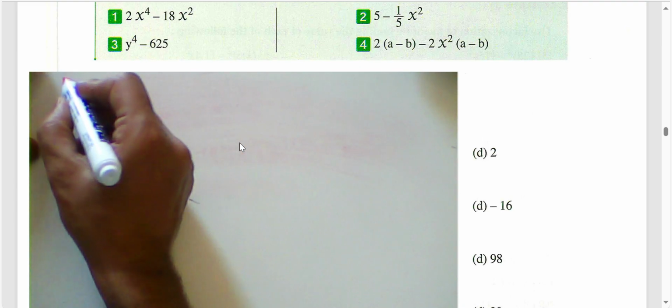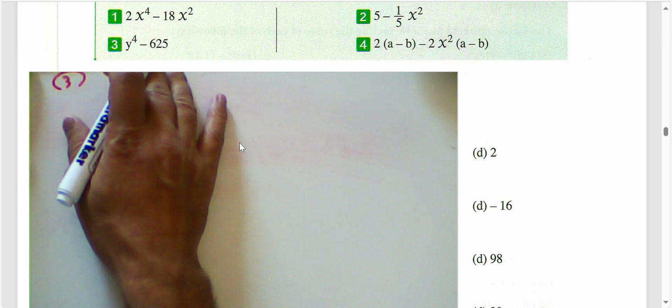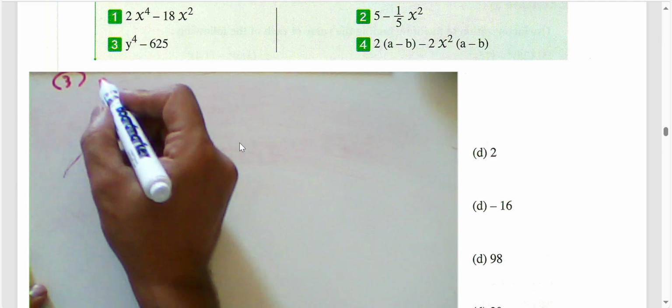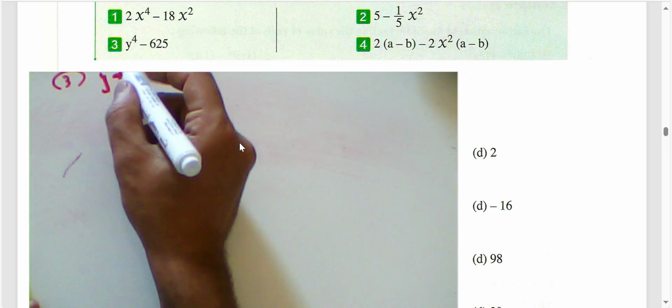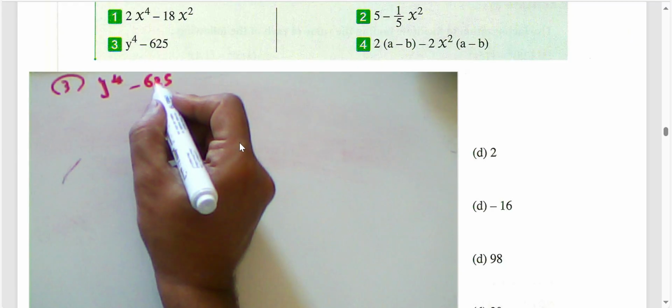Number 3. We have y power 4 subtract 625.